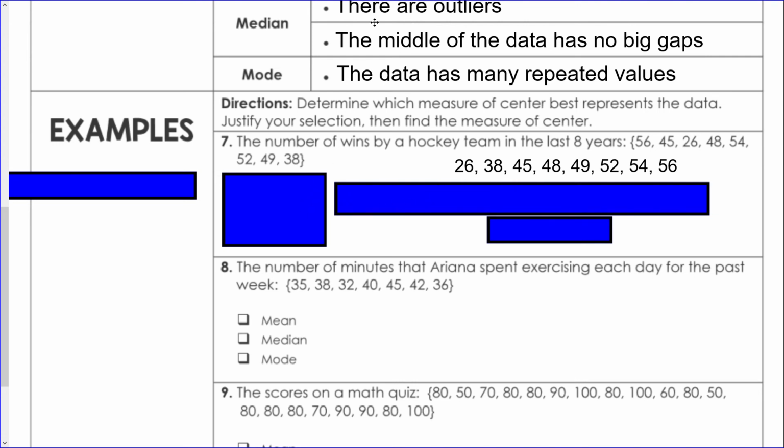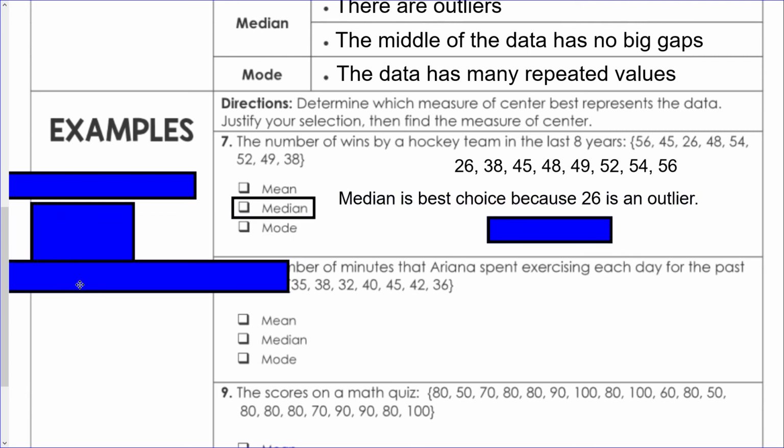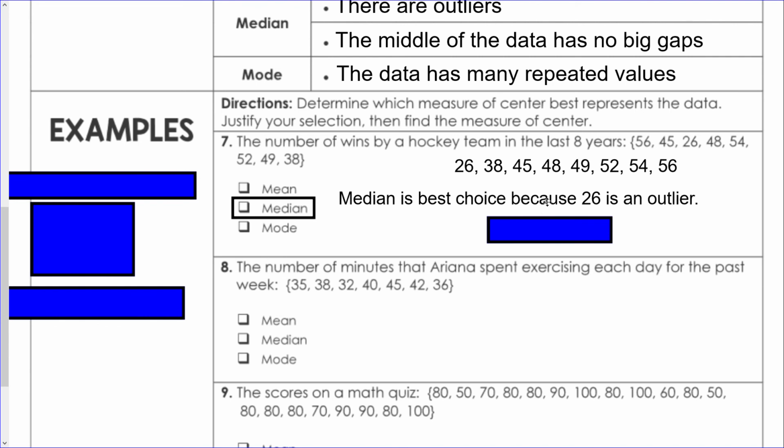When there is an outlier, and there are no modes in this, since every number appears exactly once, we wouldn't use mode. So that means median is what we're going to use, because there are outliers. Yay, so you can put a check in the box or whatever you'd like to do. Then you need to actually find the median. That's me writing out the logic I just said: median is the best choice because 26 is an outlier.